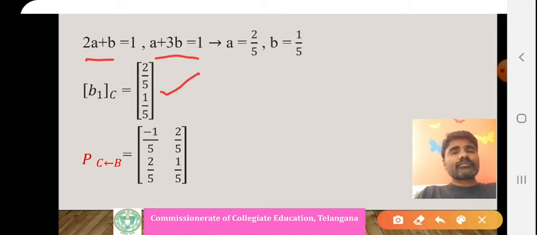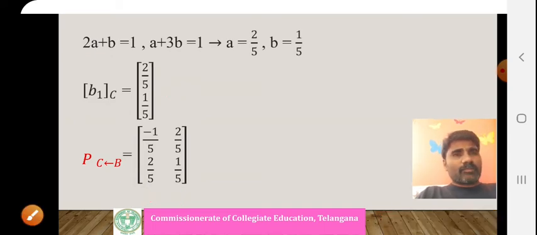Therefore, the coordinate change matrix from B to C is given by, this is the B1 of C, this is the B2 of C, that is minus 1 by 5, 2 by 5 and 2 by 5 and 1 by 5. This is the coordinate change matrix from B to C. Now let us take one simple example.